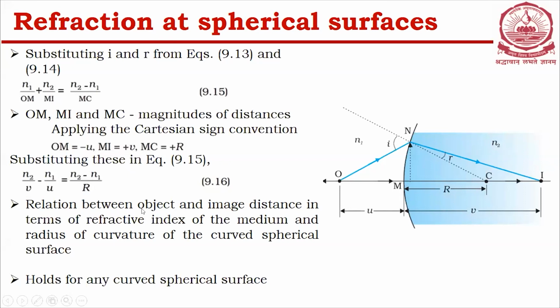This is the relation between object and image distance in terms of the refractive index of the medium and the radius of curvature of the curved surface. This relation holds for any curved surface. I have taken one spherical refracting surface, and it could be concave or convex. In both cases it is applicable. Now I hope it's clear how refraction takes place at spherical refracting surfaces.